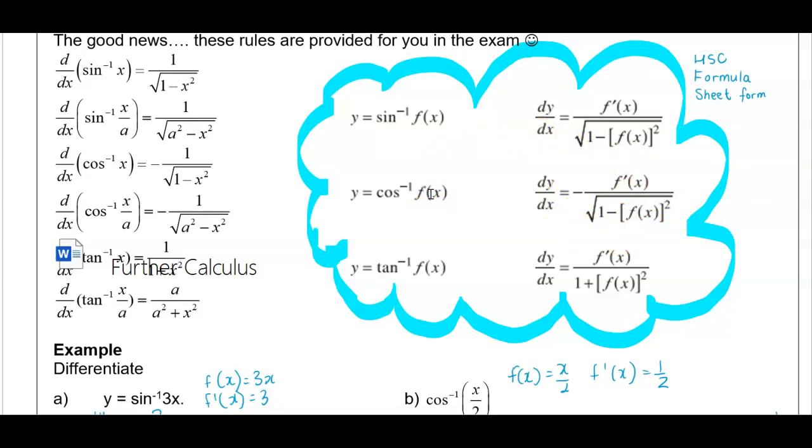So that's what's happening. Now, while we're up here, let's just note that when we had y is sine inverse and y is cos inverse, have a look at their derivatives. The only difference between the two is that negative. So on the HSC formula sheet for the integral, they don't pop the cos formula in there. We can pop that in there ourselves, and I'll go and show you that now.